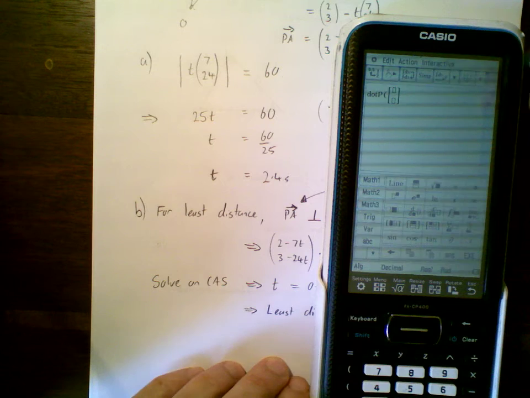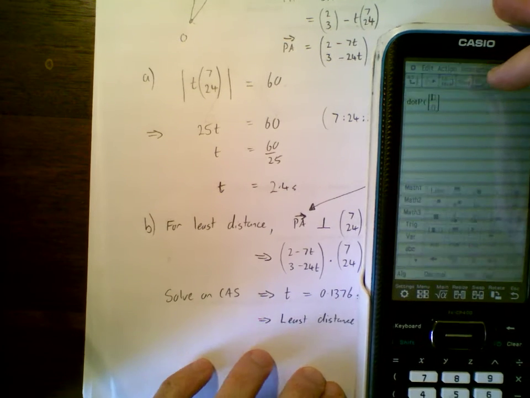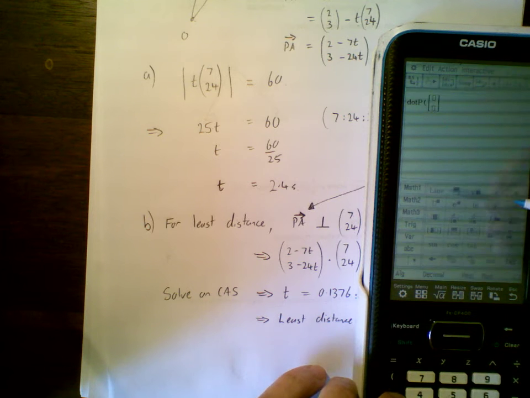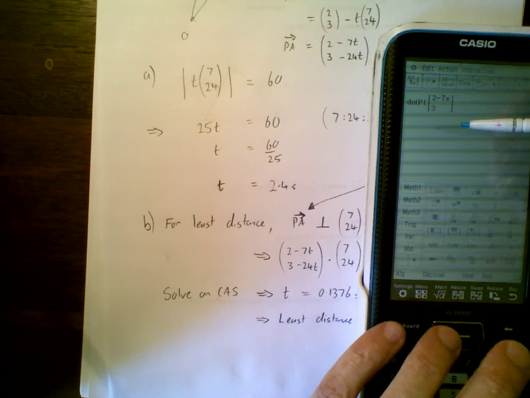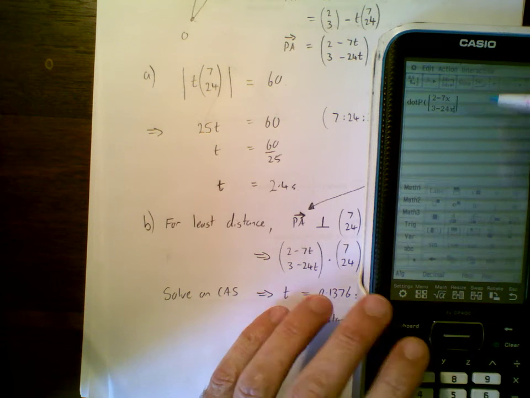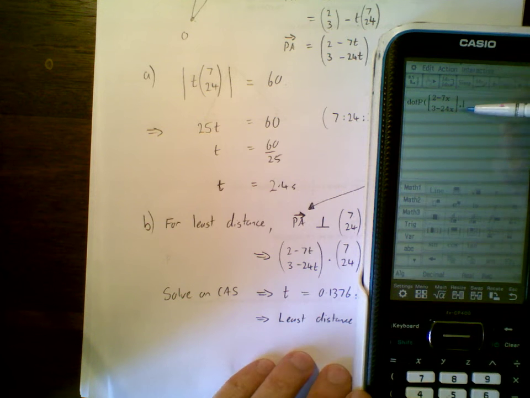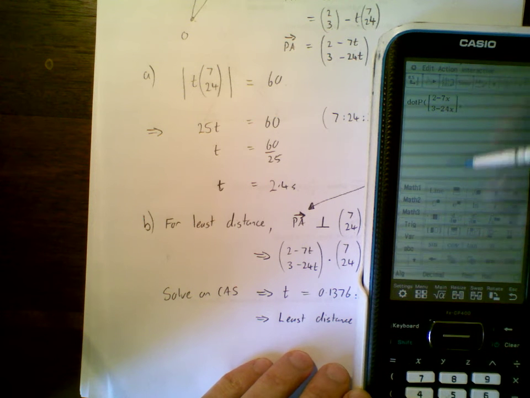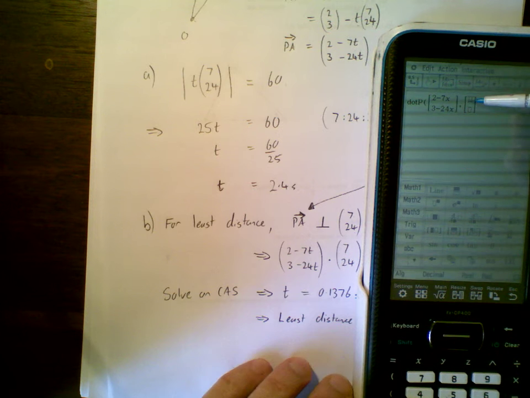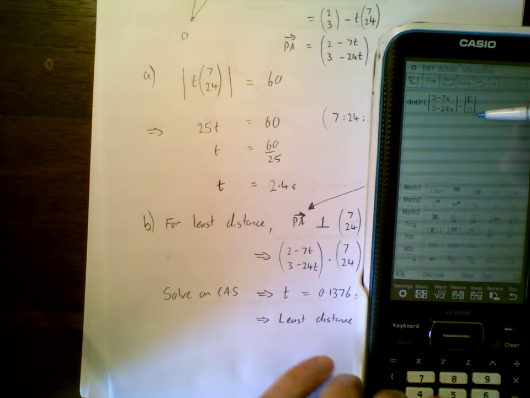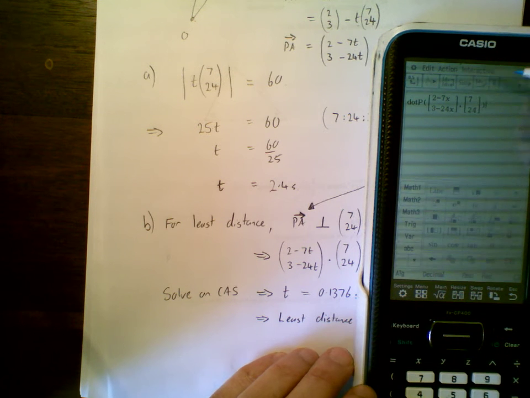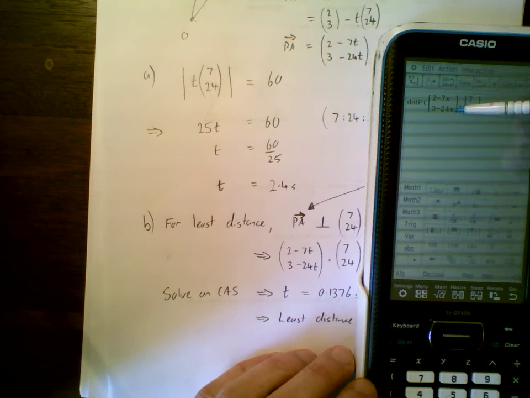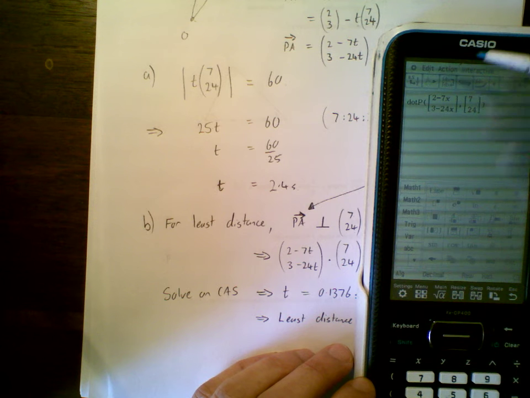We've got 2 take 7t. I'll use x instead of t just for ease of input. So 2 take 7x and 3 take 24x. And we're going to find the dot product of that with the velocity vector, 7, 24. So again, enter another vector there in vertical form, and that one was 7, 24. Close brackets. Now that expression will give us the dot product with respect to x, or t in our case.